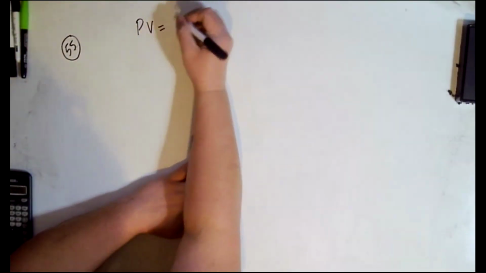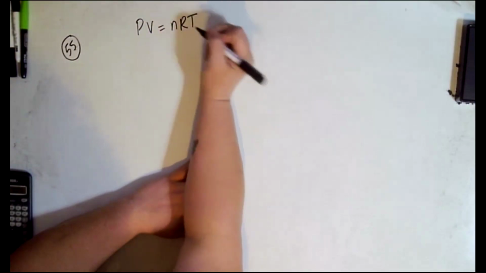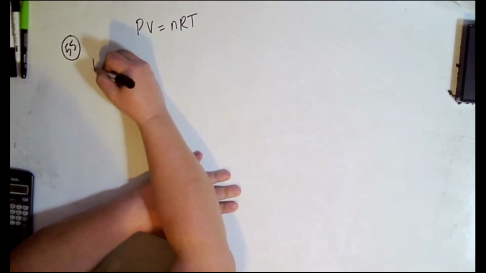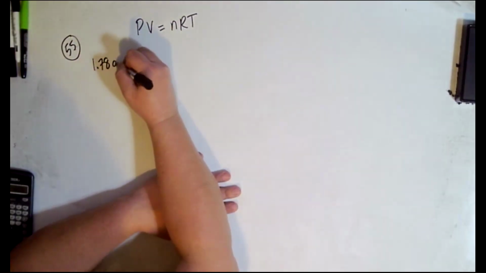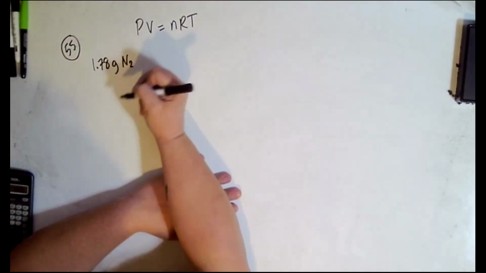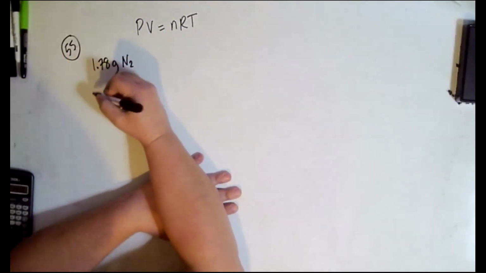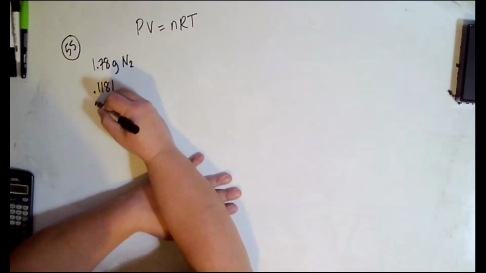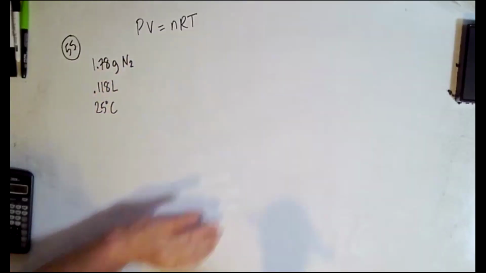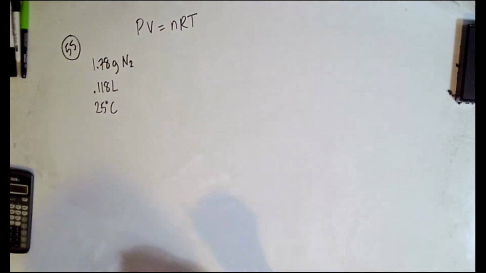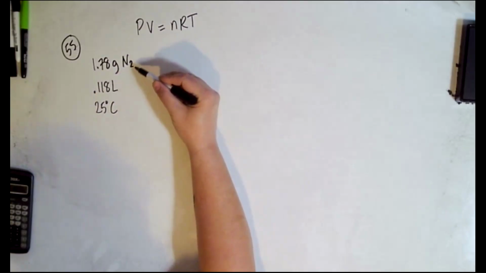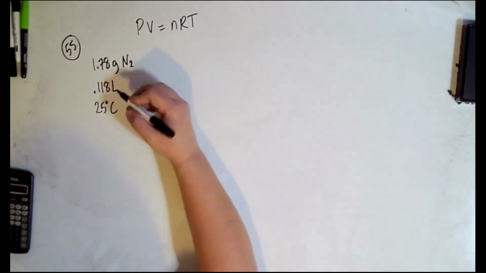So for number 55, we've identified it as an ideal gas law equation, PV equals nRT. They're telling us that we have 1.78 grams of nitrogen. Our volume is 0.118 liters, and our temperature is 25 degrees Celsius. And they want us to find the pressure. Okay, so the two things that we see here that we need to fix, we have to turn our grams into moles, we have to turn our Celsius into Kelvin.